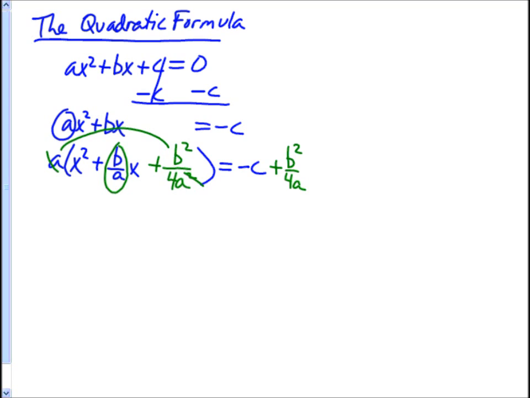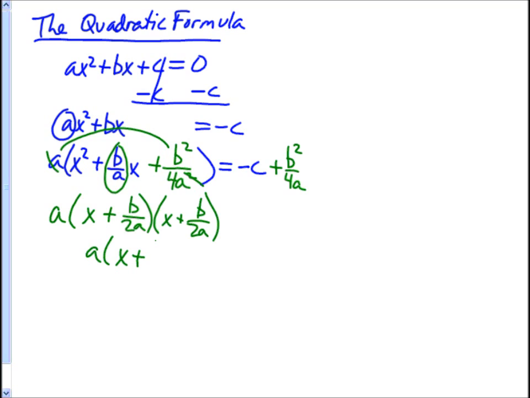Alright, so we continue on with completing the square. The next thing we do here is we factor this, and this will factor into x plus b over 2a times another x plus b over 2a. Okay, or in other words, x plus b over 2a quantity squared, right? And we still got our stuff over here, negative c plus b squared over 4a.